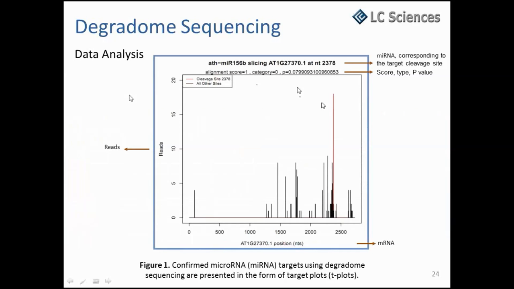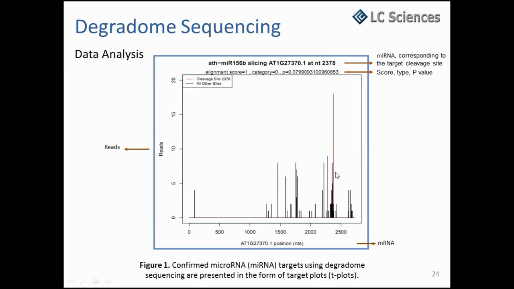And as I mentioned a moment ago, there's a prediction category. So for example, this one, we show the microRNA ID and also the messenger RNA ID, and we give the location of the cleavage. And we give the alignment score, and we also give the category number and the p-value to show what the statistics are. On the plot, the y-axis is showing the raw reads or normalized reads here. The x-axis is showing the exact position of the cleavage.